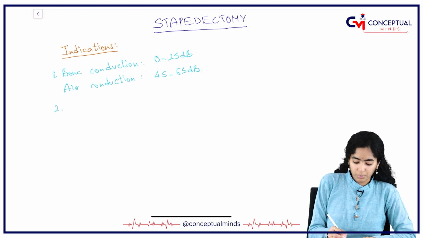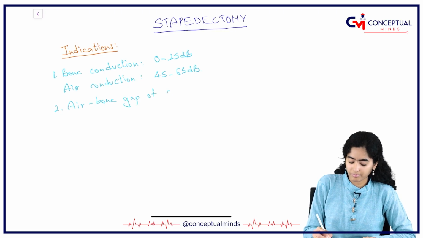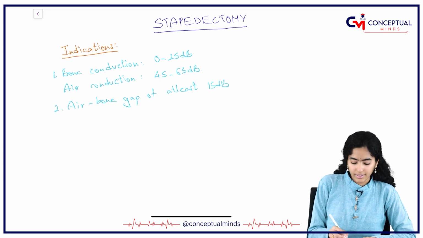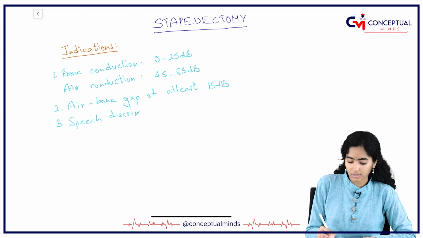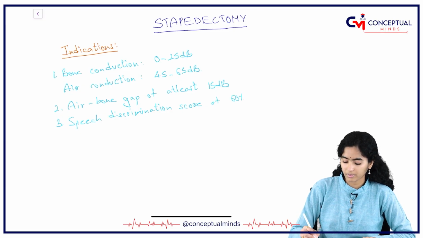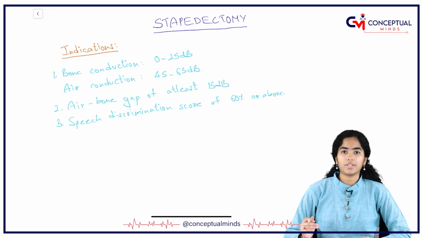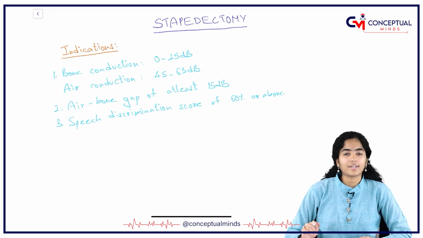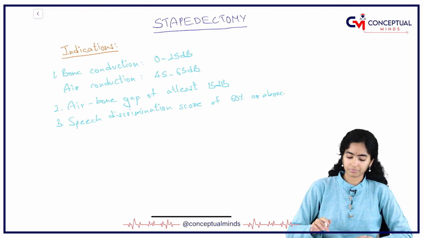Then there should be an air-bone gap of at least 15 decibels. This is our second indication. And then the speech discrimination score must be 60% or above. Because speech discrimination score is affected in sensory neural type of hearing loss, and stapedectomy only addresses conductive type of hearing loss.